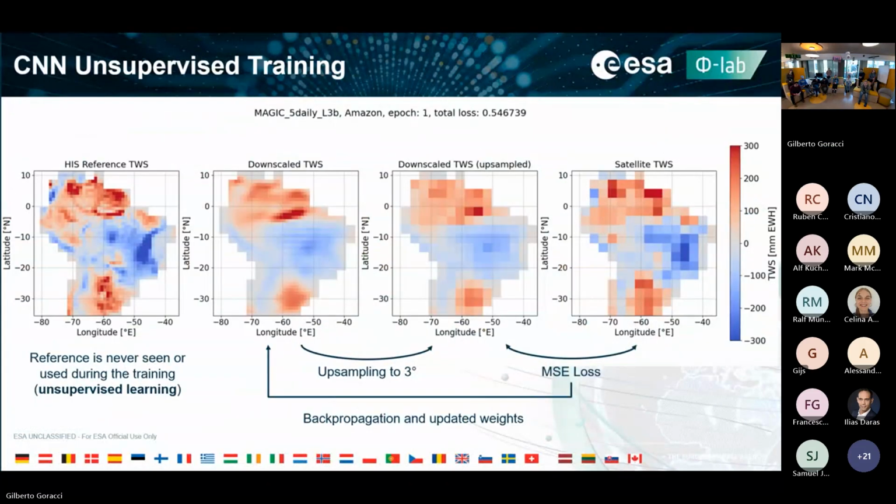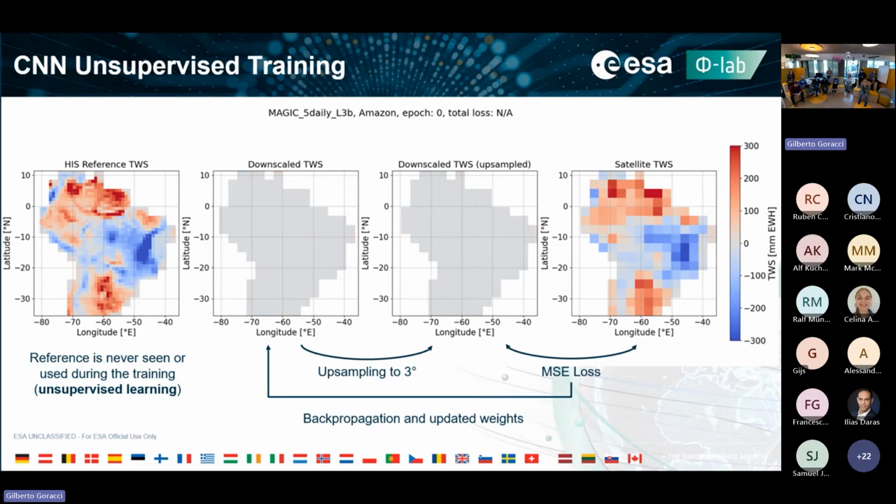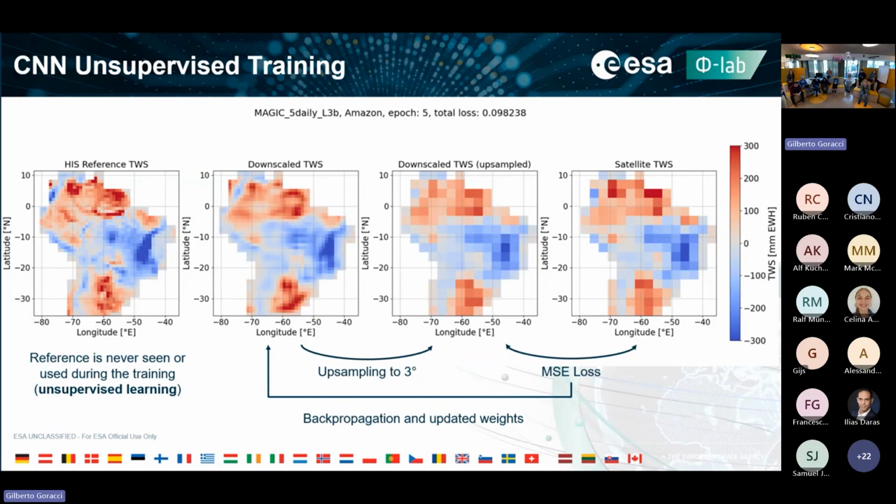So here is a visual representation of what you expect to see. The first image is the reference, so the ground truth coming from the simulations. It's very important to stress that the reference is never seen or used during the training. So here we are doing an unsupervised learning. This is very important because in real applications you won't have a truth of the terrestrial water storage.